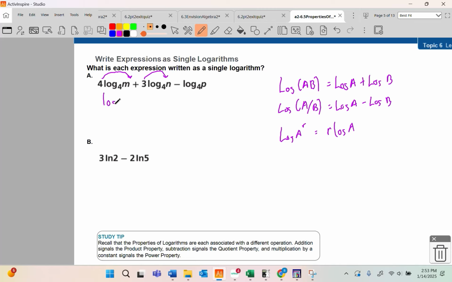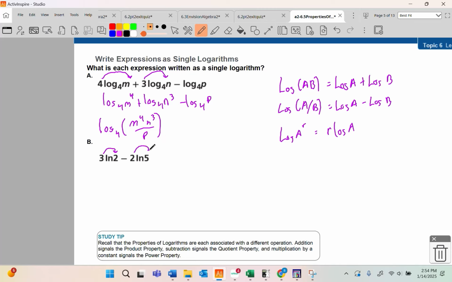So this becomes a log base 4 of m to the 4th, plus a log base 4 of n cubed, and then minus a log base 4 of p. So I've got some addition. Addition is multiplication. I have a single logarithm, base 4. Inside is m to the 4th n cubed. Then I have subtraction, and subtraction is division. So over p. Not that bad.